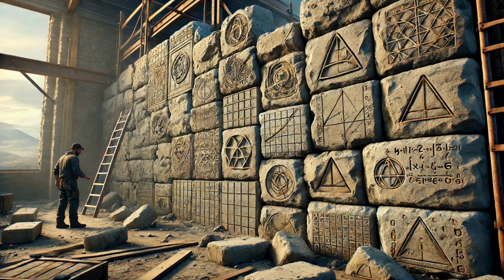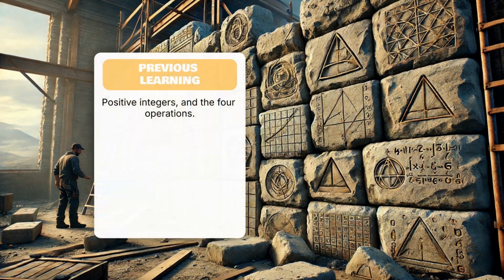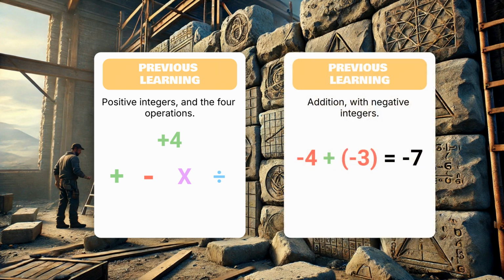In our previous lessons, we've established a strong foundation by familiarizing ourselves with positive integers and the four operations. We have developed our understanding of how to perform addition, subtraction, multiplication, and division with whole numbers. We also learnt how to complete addition with negative integers confidently and accurately. With this solid foundation, we can now explore the technique of subtracting negative integers. Let's get started.